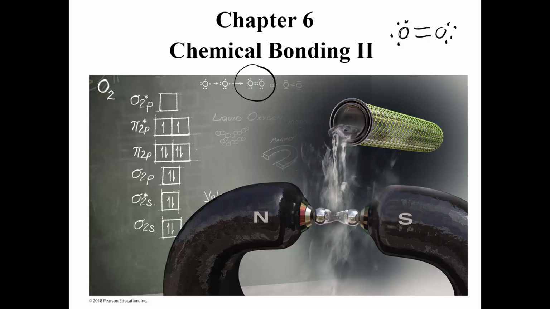Now, we know from experiments that liquid oxygen, which is in this video being poured through a magnet, is actually paramagnetic. So there are some unpaired electrons, but by this structure here, you cannot explain why that would be the case. That's one serious flaw, and another one is that the bond angles don't really work out, right?